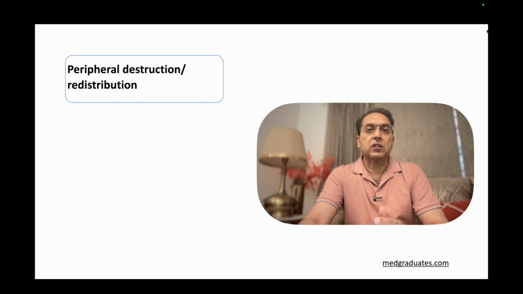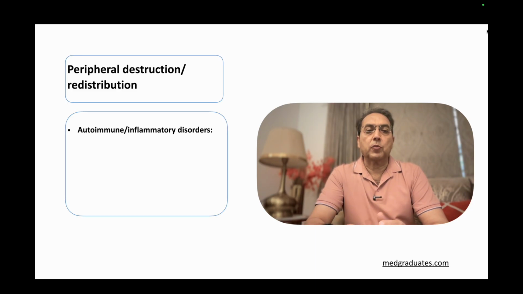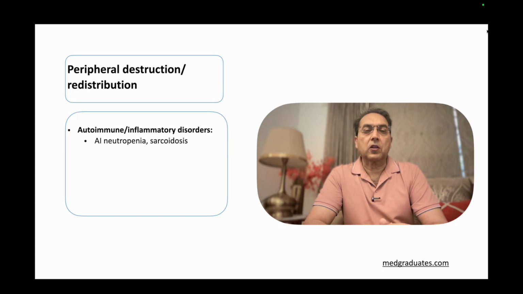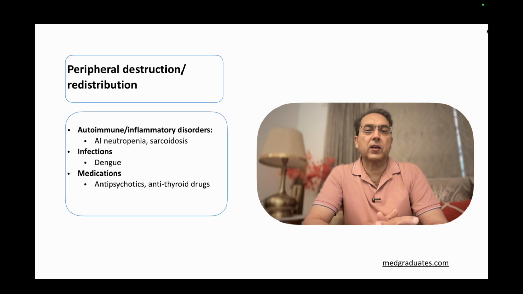And then we have peripheral destruction or redistribution of the WBCs that can result in leukopenia. For example, autoimmune or inflammatory disorders like autoimmune neutropenia or sarcoidosis can result in immune destruction of the WBCs, resulting in neutropenia. Then certain infections, as I mentioned, can cause problems in multiple ways. Dengue is a classical example which can result in destruction of the WBCs in the periphery, that can result in neutropenia or leukopenia. Then certain medications, for example antipsychotic medications or antithyroid drugs, can result in leukopenia by peripheral destruction. And then finally, hypersplenism can result in neutropenia.